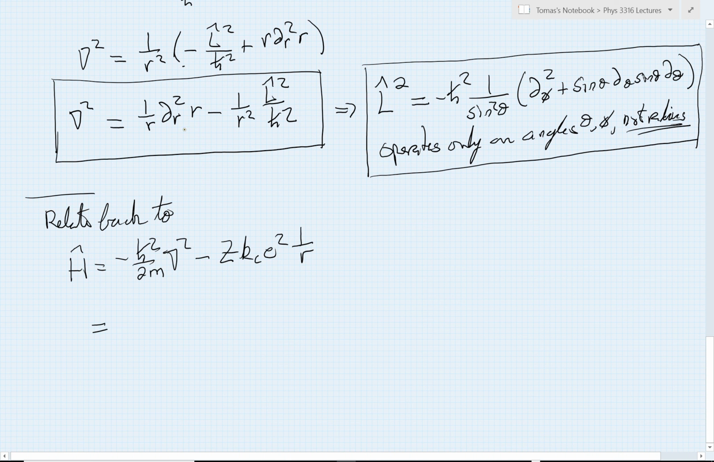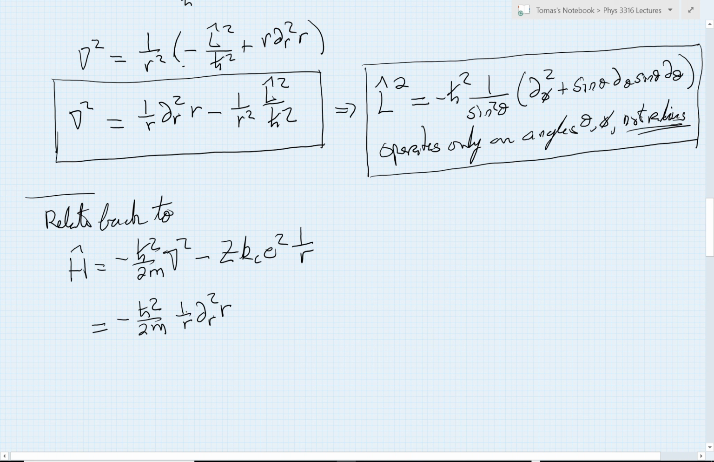So the first piece will give me minus h bar squared on 2m times what must be the radial portion of the kinetic energy, which must go something like 1 over r d by dr squared of r. So it looks kind of like what we would expect, two derivatives with respect to r, but there are these extra pieces that are coming in because of the complexities of dealing in spherical coordinates.